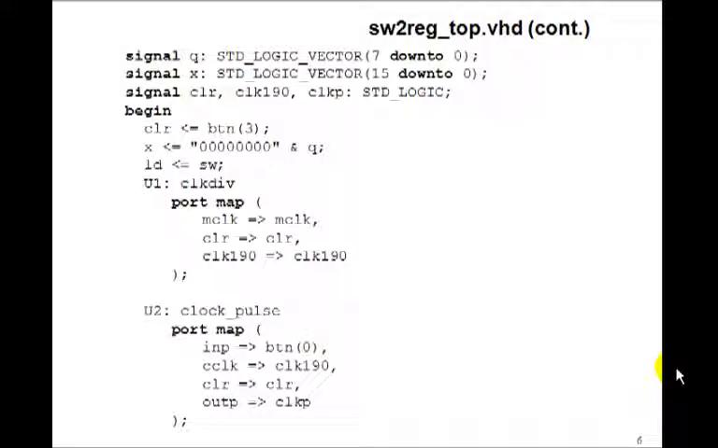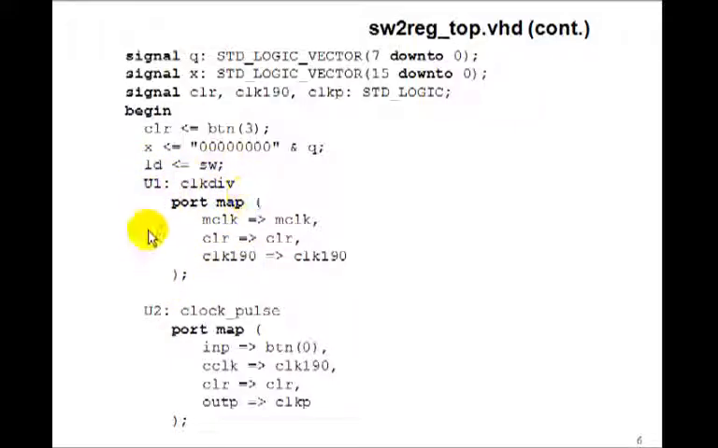So then in the architecture, we'll need a signal Q and a signal X. Q will be 7 down to 0, an 8-bit number, X a 16-bit number, 15 down to 0. And we'll also need signals for clear, clock 190, and clock P for the clock pulse. Clear is button 3. X is going to be Q, and we'll prepend some zeros here to make it a 16-bit X, which is 15 down to 0. Switches get connected to LD.